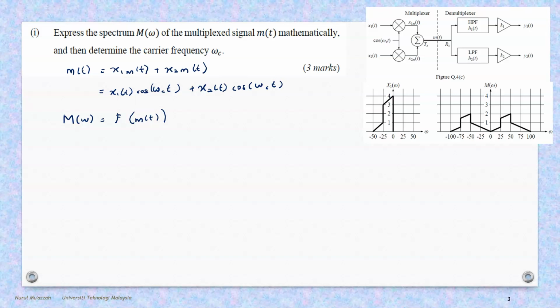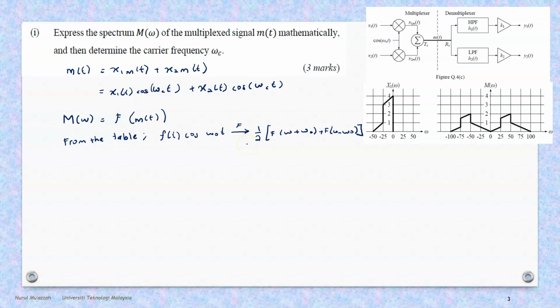So from the table, we know that this is the modulation property. For modulation, if we have f(t) cosine omega naught t, the Fourier transform of this function will be 1 over 2 [F(omega plus omega naught) plus F(omega minus omega naught)]. In this case, f here is actually the m. What we need, f here is actually the x1.